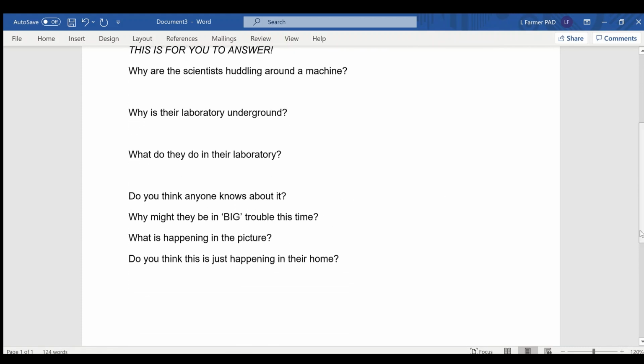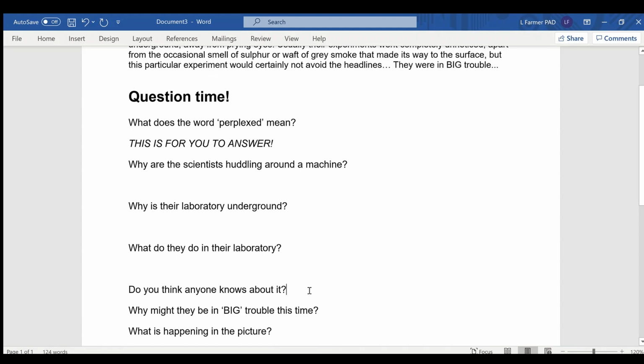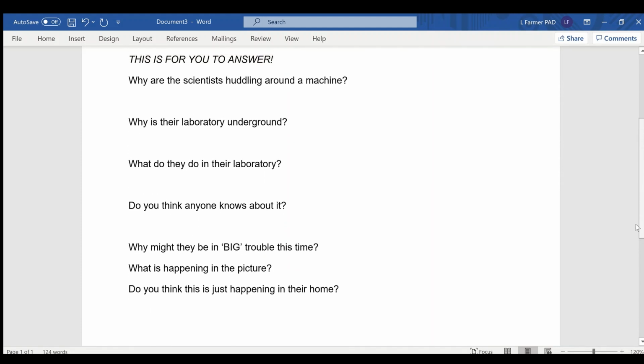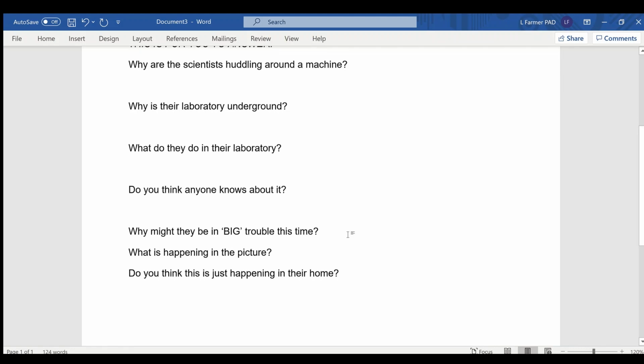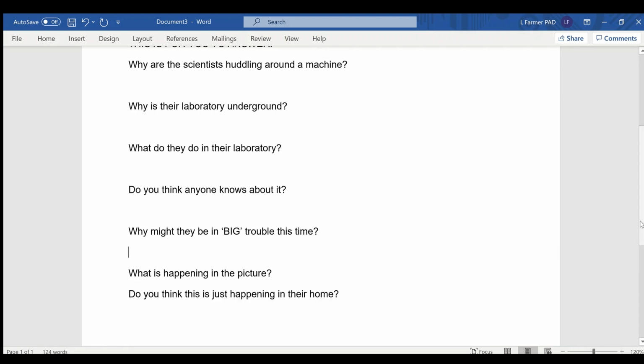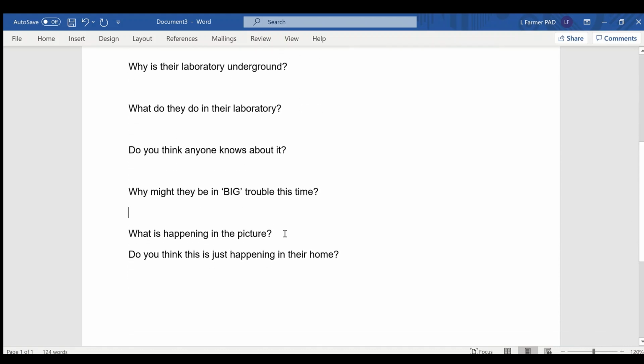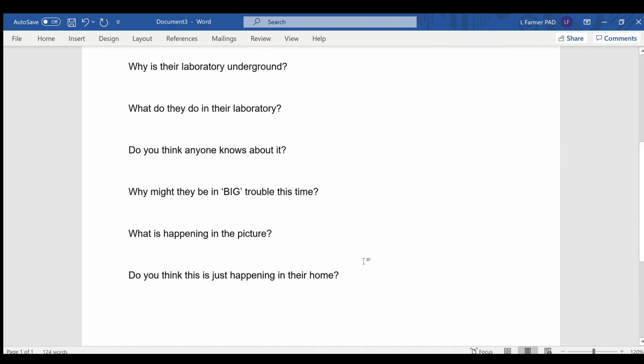Why might they be in big trouble this time? Well, you know the answer to that one. We've all kind of written about it for our story. So again, full sentences. Why are they going to be in big trouble this time? Well, because of what's happened. Okay, what is happening in the picture? Well, you've described that. Again, you could just do a quick overview.